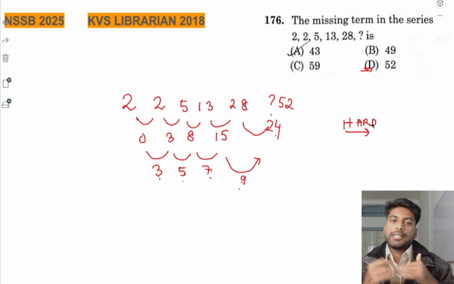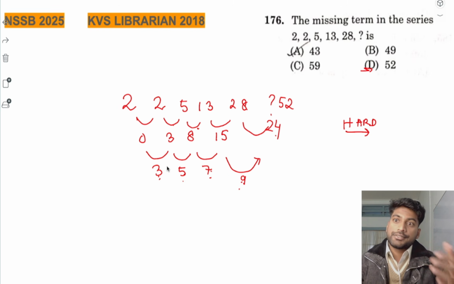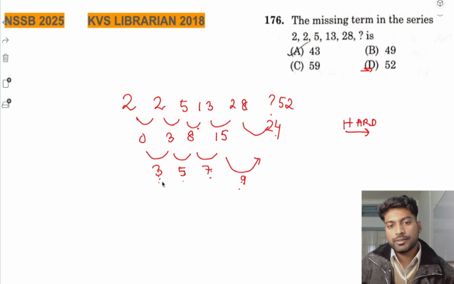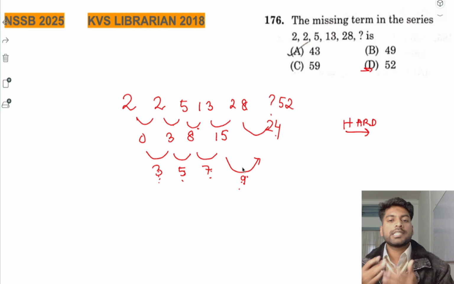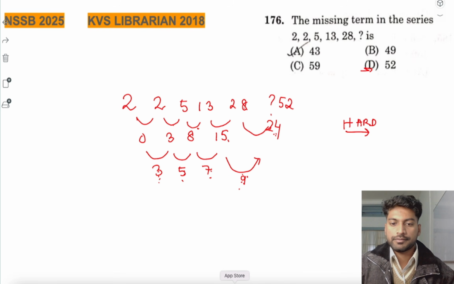I just calculated the difference. See here, 0, 3, 8, 15. Niche mein again, the difference of the differences, 3, 5 and 7. So this is a series. Dekho 3, 5, 7, then 9. 2, 2, 2 karke every time was increasing. So if it's 9, then it should be 9 plus 15, that is 24. And 24 plus 28, that is 52. Chalo, next question.